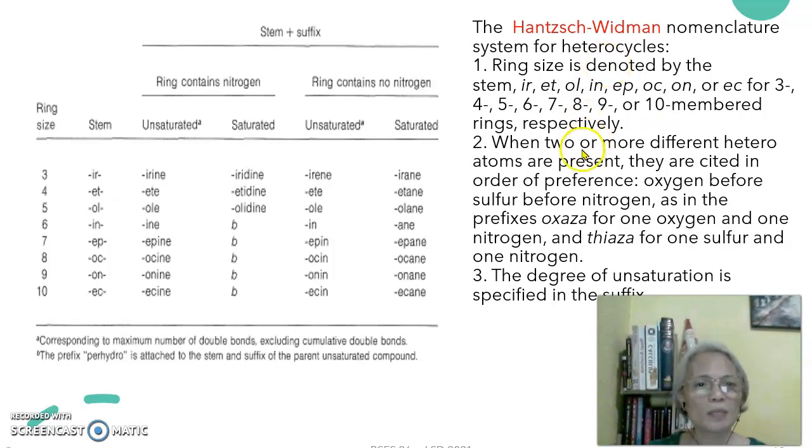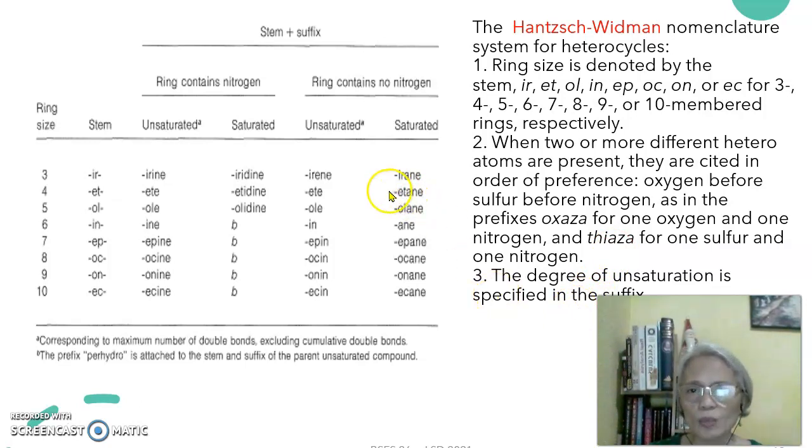Now, it is important that when two or more different heteroatoms are present, they are cited in order of preference. So, what is the preference? Oxygen comes before sulfur. Sulfur comes before nitrogen. So, we have an oxaza, so oxygen then nitrogen, and a thiaza, sulfur and then nitrogen. Okay? Now, the degree of unsaturation is specified in the suffix.